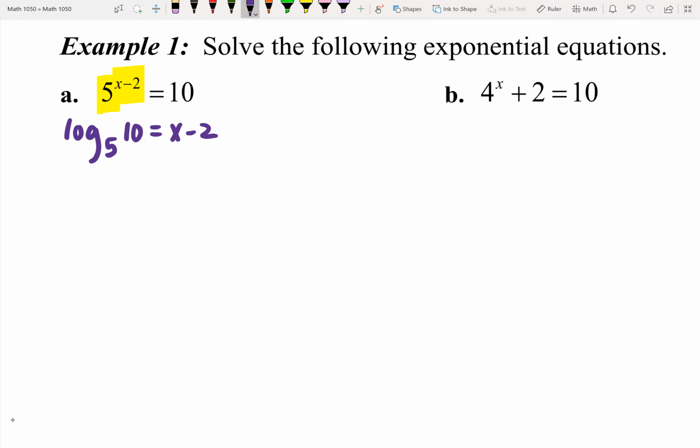Then to solve for x, I pull my 2 over, and everybody write x equals 2 plus log base 5 of 10. I would not write log base 5 of 10 plus 2, because then the next line you're going to write log base 5 of 12, which is false. The 10 is part of the log, the 2 is a separate thing.